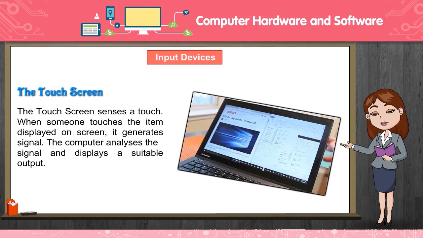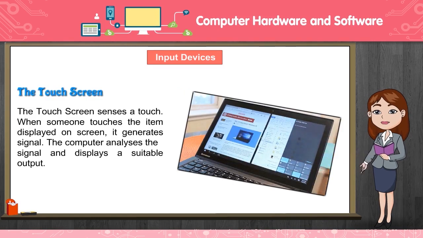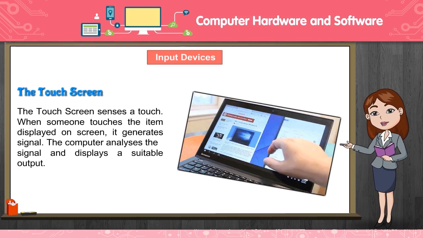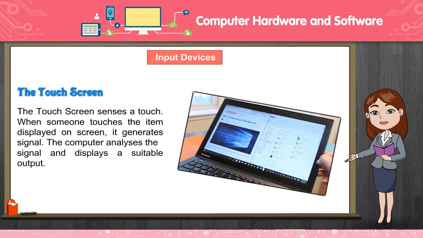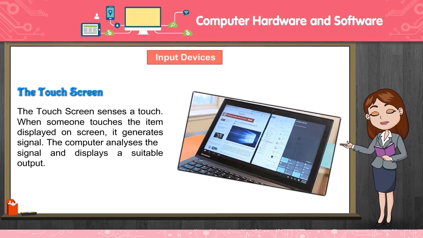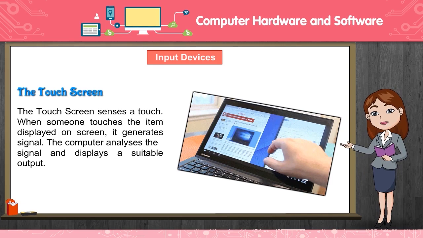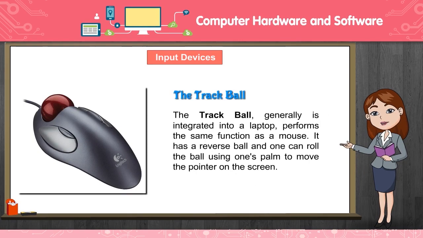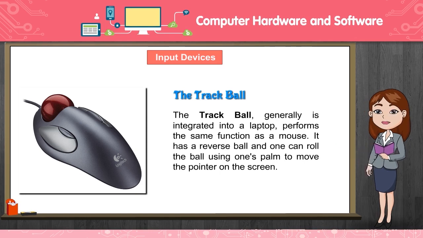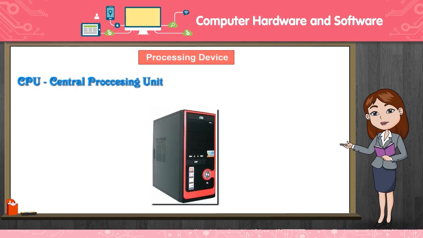The touch screen. The touch screen senses a touch. When someone touches the item displayed on the screen, it generates a signal. The computer analyzes the signal and displays a suitable output. The trackball. The trackball, generally integrated into a laptop, performs the same function as a mouse. It has a reverse ball and one can roll the ball using one's palm to move the pointer on the screen.